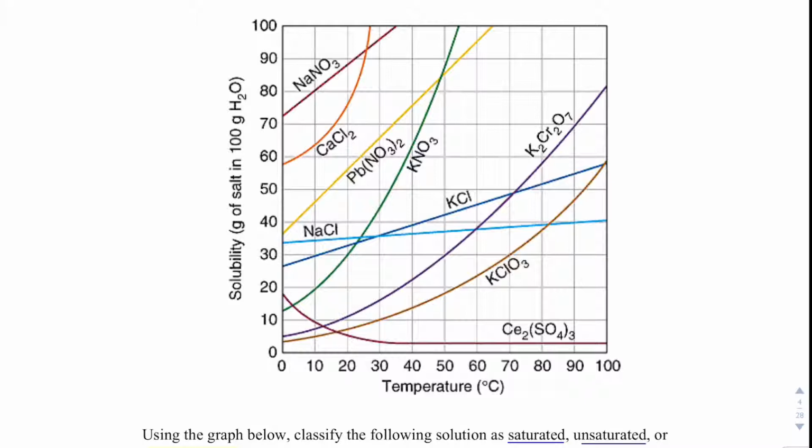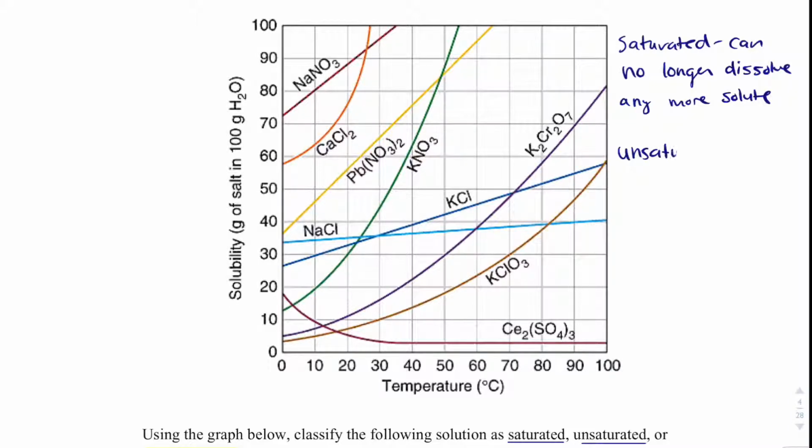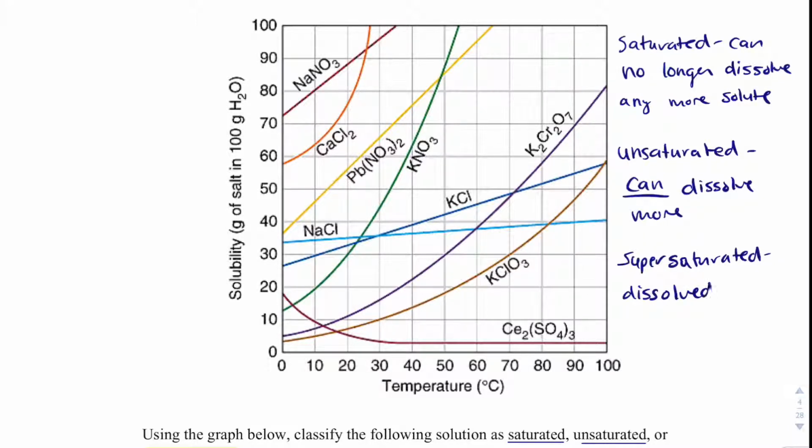We may see one here, of course. Saturated means that you've dissolved the max, meaning you can no longer dissolve any more solute. Unsaturated means you can dissolve more. And supersaturated, which we're not going to get into exactly how you can accomplish in this video, means you have somehow dissolved more than what's possible. I'm going to put possible in quotes because there are certain ways you can go about making something supersaturated.